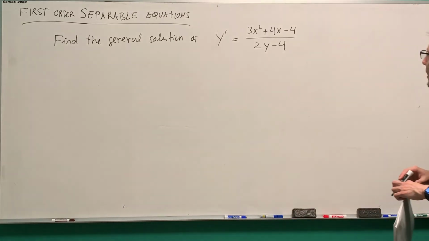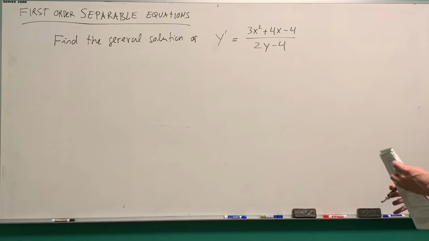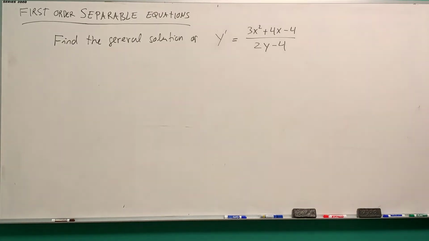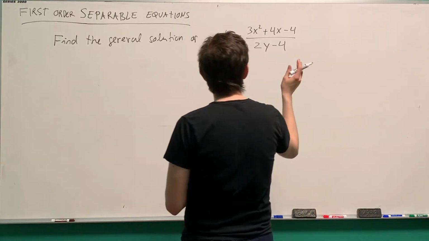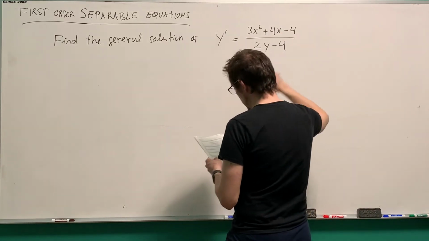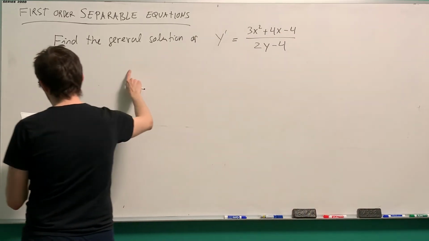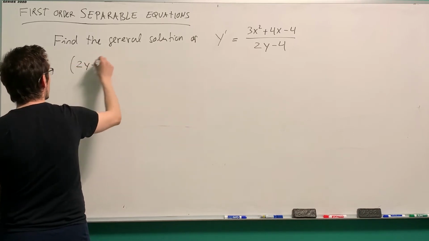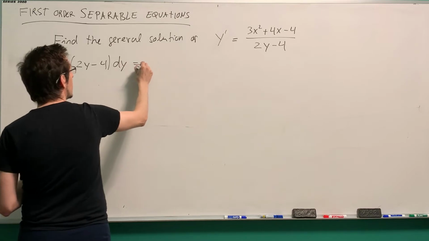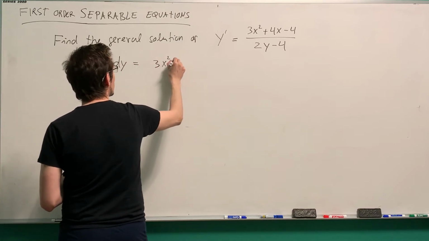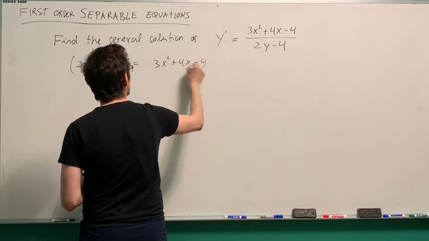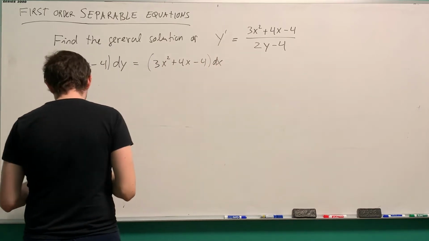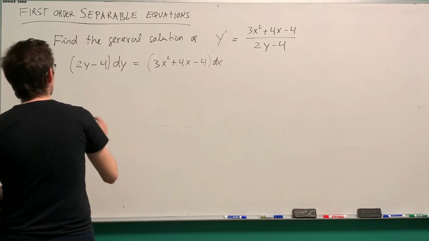All right, so the general solution to this one. This is another separable equation. All right, so let's see it. We have to put all the y's on the left, all the x's on the right, same as before. And what we get is (2y minus 4) dy is equal to (3x squared plus 4x minus 4) dx. That's pretty simple. We integrate both sides.